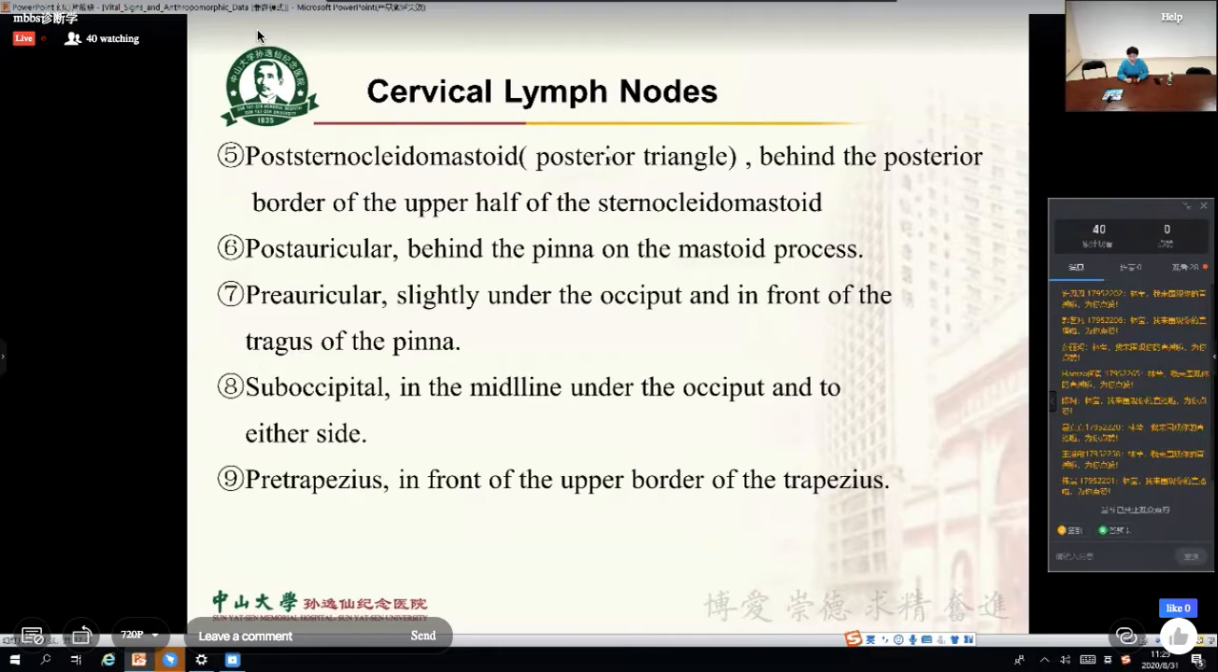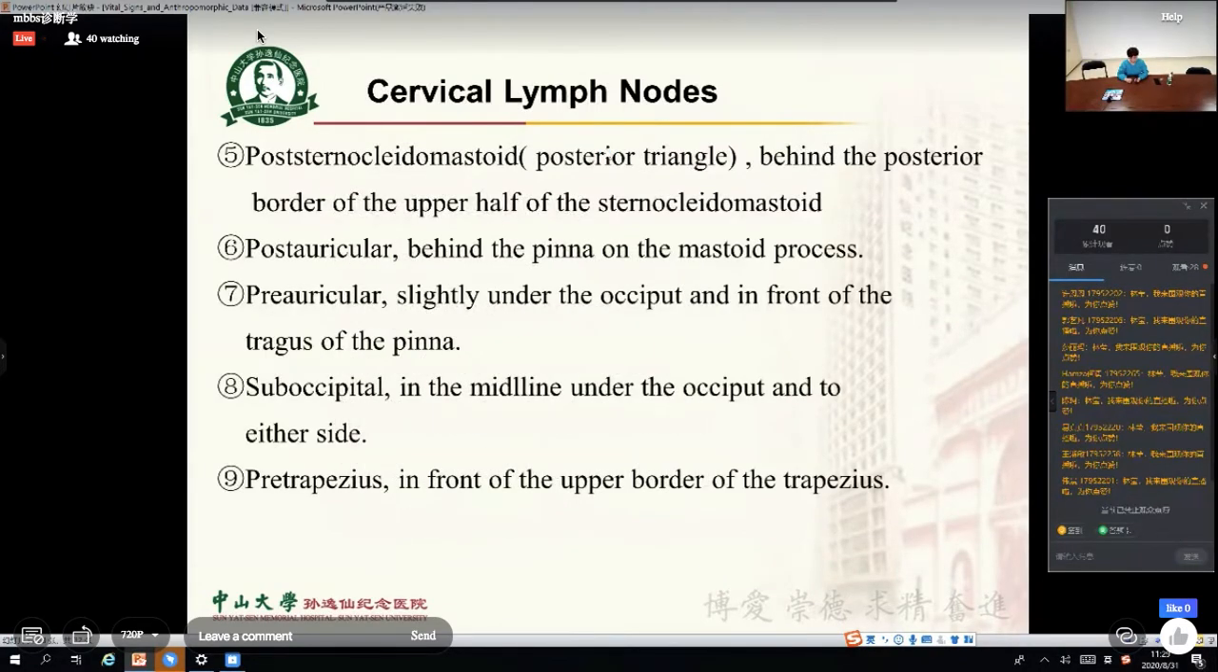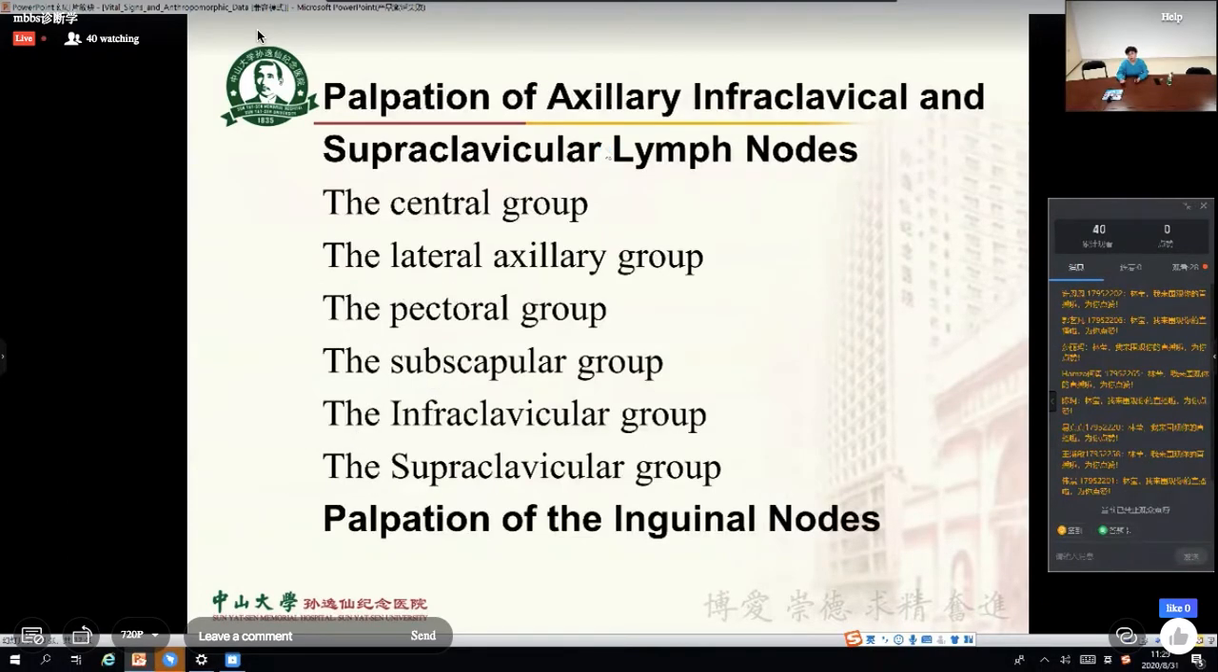And then you can see the figure from your textbook. These are the important things you need to remember. How many groups are there? What are the names of these groups of the cervical lymph nodes? And then I will tell you how to do the palpation.